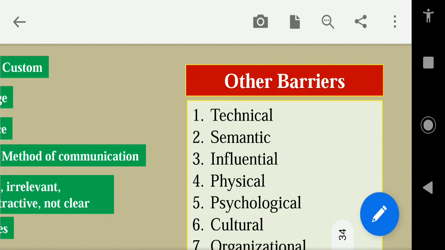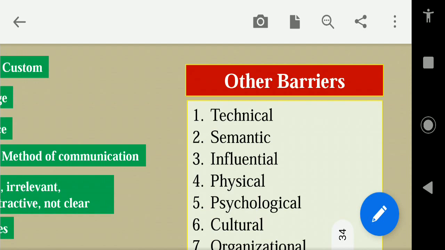What is an influential problem? These problems are concerned with the success with which the message conveyed leads to a desirable change in the behavior of the receiver, because the purpose of all communication is to influence the behavior of the receiver. So influential problems are concerned with the success with which the message conveyed leads to the desirable change in the behavior of the receiver, because the purpose of all communication is what? To influence the behavior of the receiver. Then we come to the physical problem.